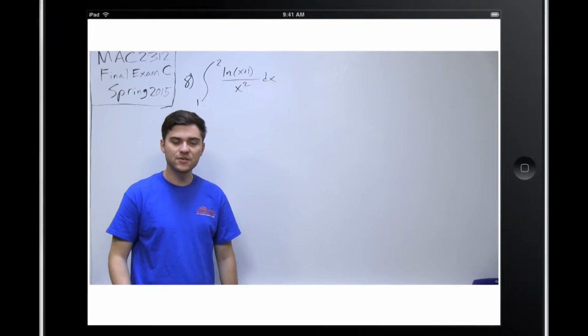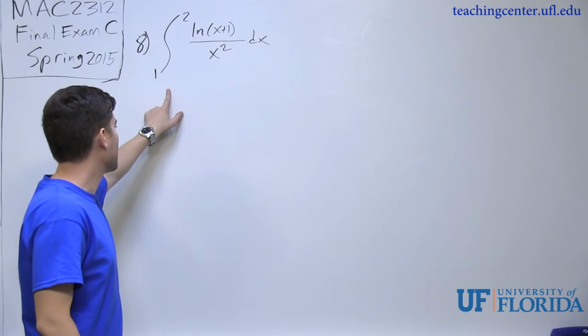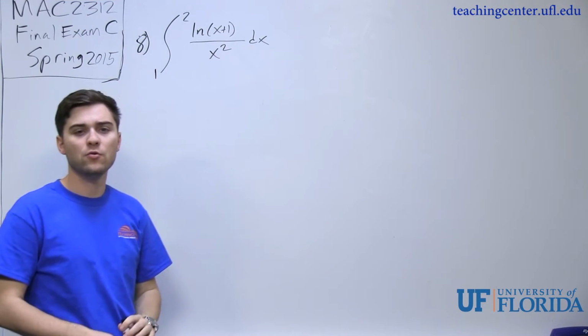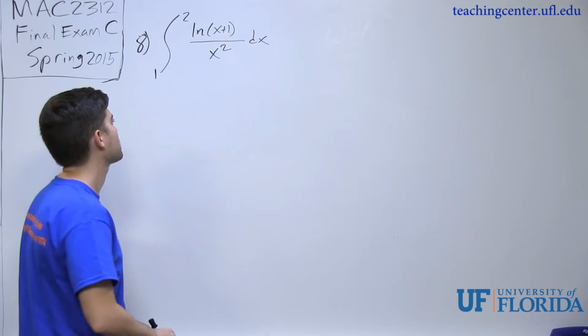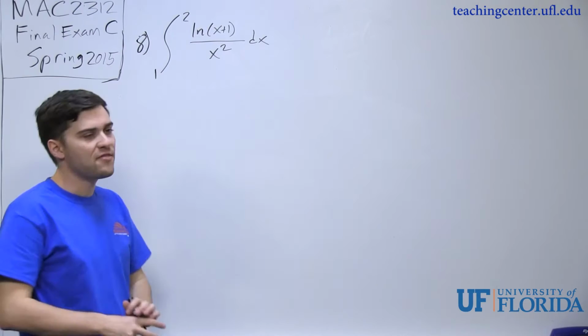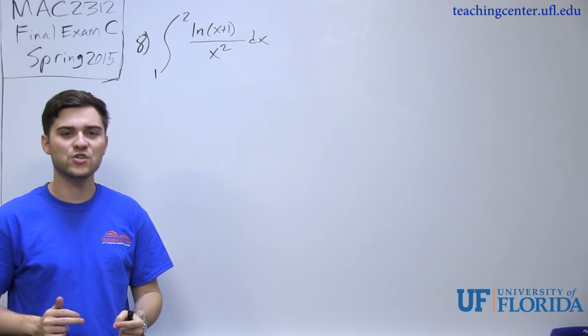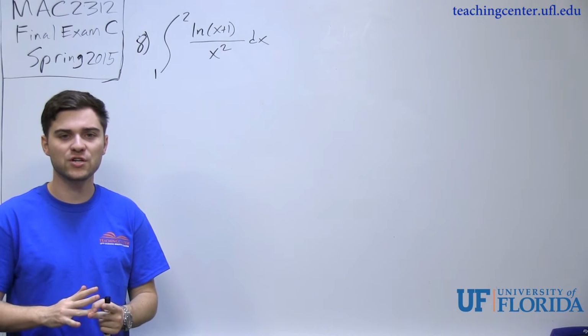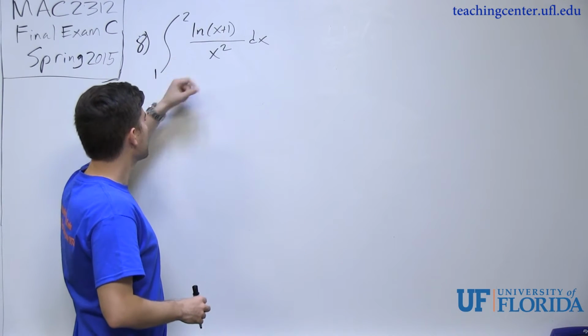Number 8 is asking you to use integration techniques to evaluate this given definite integral. It's an integral from 1 to 2 of natural log of x plus 1 over x squared dx. Let's think of the different techniques that we know: u substitution, integration by parts, partial fractions, trig substitution. It looks like none of these really work.